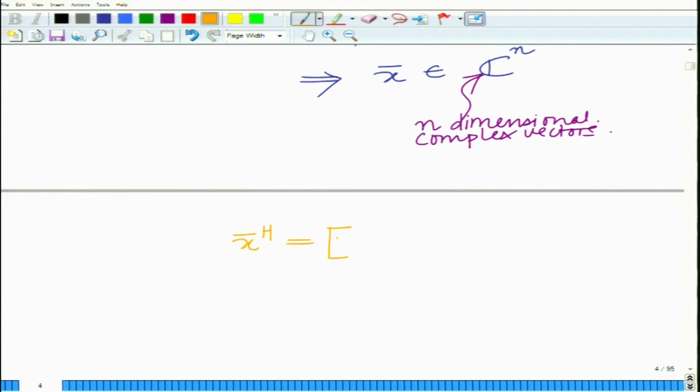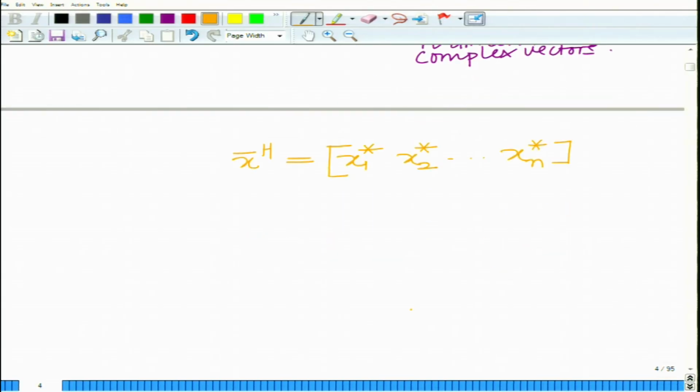this is basically equal to x1 conjugate, x2 conjugate, xn conjugate. That is, first you take the conjugate, when you take the Hermitian of a vector or a matrix.